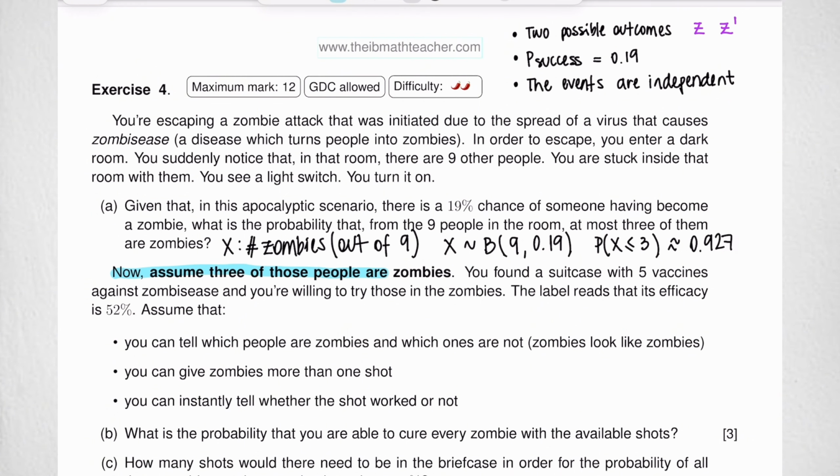Now let's say that 3 of those people, they are zombies. You found a suitcase with 5 vaccines against this disease and you're willing to try it on these zombies. The label reads, the efficacy is 52%. Some assumptions for this exercise. You can tell whoever is a zombie. If you need, you can give zombies more than 1 shot, and also you can instantly tell whether the shot worked. Meaning they suddenly stop being zombies. So they're not zombies anymore. They look like normal people.